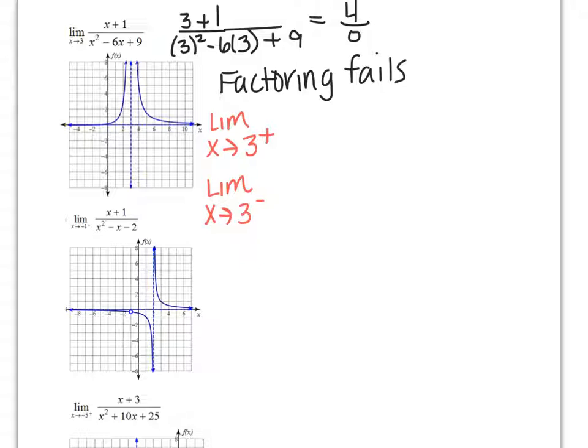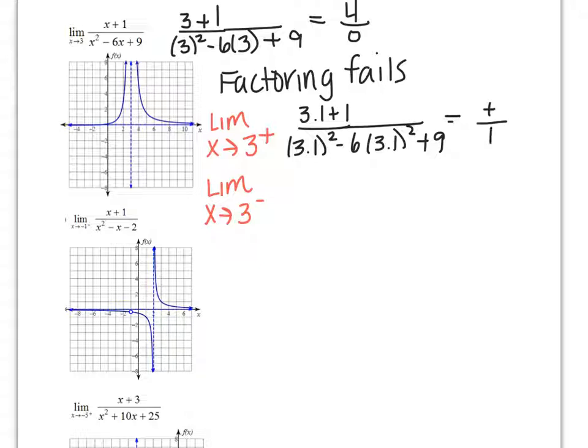So a number a little bit further right than 3, I'll say will be about 3.1. So 3.1 plus 1 over 3.1 squared minus 6 times 3.1 plus 9. So again, we want to see if it's positive or negative. We don't necessarily care how positive or how negative. So hit resume when you're ready to see the answer. Okay, I got a positive over a positive. So that means it must go to positive infinity.